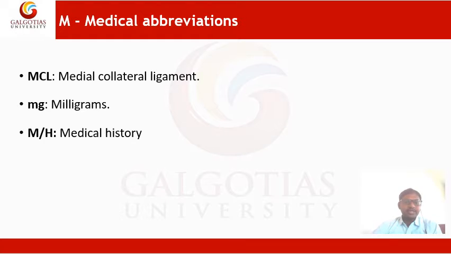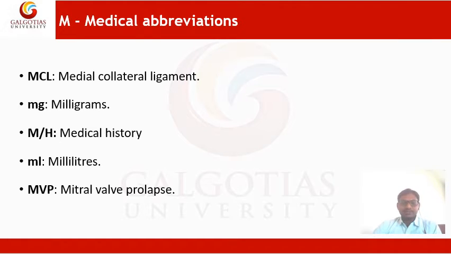If you go to any outpatient or inpatient department, if you are admitted, you or your relatives can check the prescription slip, where they write MHx. That is medical history. It means any previous abnormality like fever, cough, cold, general symptoms, whether present or not, they mention in MHx. ml, milliliter, for measuring, and MVP, mitral valve prolapse. Prolapse, and the mitral valve is one part of the heart.